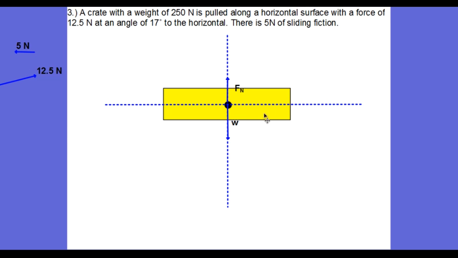All right, so we have the weight and the normal force. Then the force that we are pulling or pushing on the box with, it tells us, is 12.5 newtons, and the angle, 17 degrees, of course, is going to be right there. And then the sliding friction, remember, not fiction, friction.